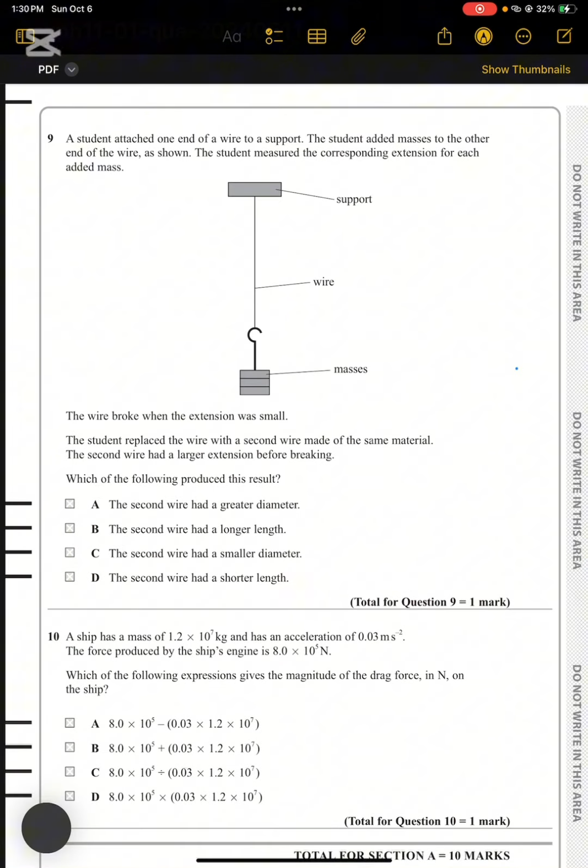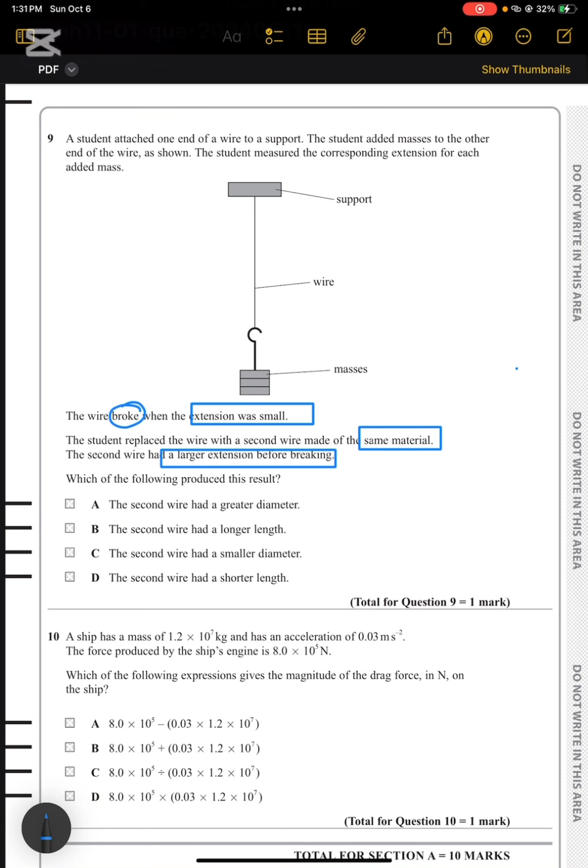Question number 9. They have said a student attached one end of a wire to a support. The student added masses to the other end of the wire as shown. The student measured the corresponding extension for each added mass. The wire broke when the extension was small. The student replaced the wire with a second wire of the same material. The material was the same. It had a larger extension before breaking. So the second wire has a larger extension before breaking, whereas the first wire had a very small extension before breaking. So which of the following produced this result?